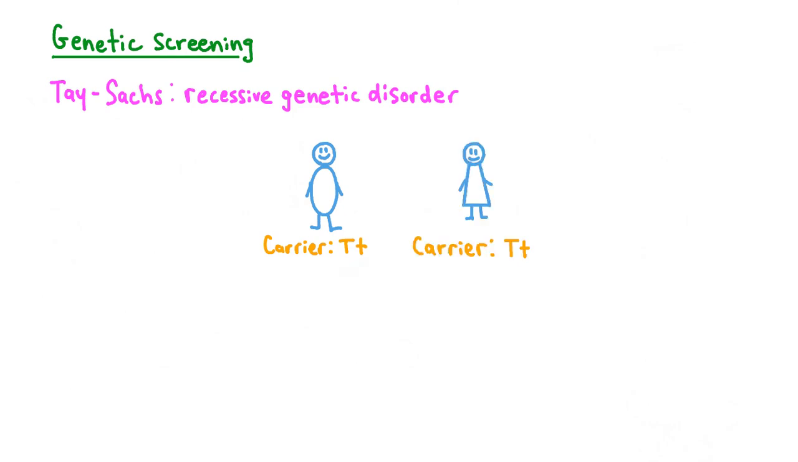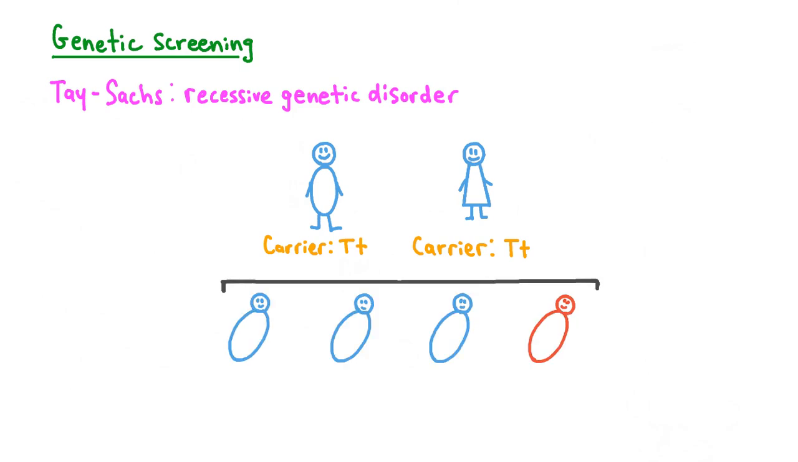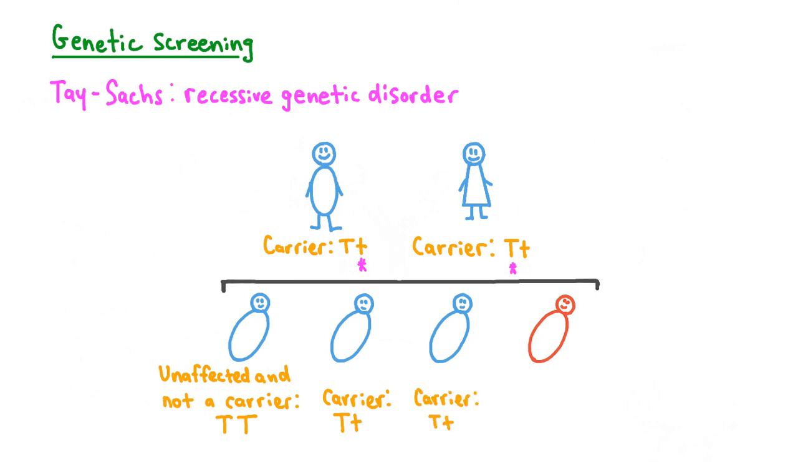Let's imagine this person has children with another person who is also a carrier. When the male's sperm fertilizes the female's egg, they pass on their alleles to any offspring they have. If the offspring inherit the uppercase T and uppercase T allele, then the child will be unaffected and not a carrier. If they inherit an uppercase T and a lowercase t, the child will be a carrier. Likewise, if they inherit the lowercase t and uppercase T, like this, the child will also be a carrier. And if they inherit the lowercase t and lowercase t, then the child will have Tay-Sachs.